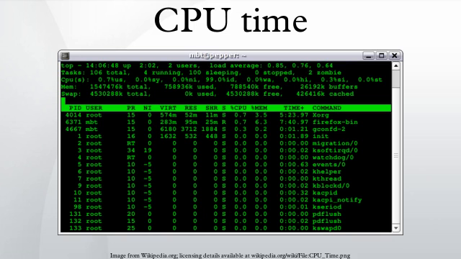CPU time is the amount of time for which a central processing unit was used for processing instructions of a computer program or operating system, as opposed to, for example, waiting for input-output operations or entering low-power mode. The CPU time is measured in clock ticks or seconds. Often, it is useful to measure CPU time as a percentage of the CPU's capacity, which is called the CPU usage. CPU time and CPU usage have two main uses.